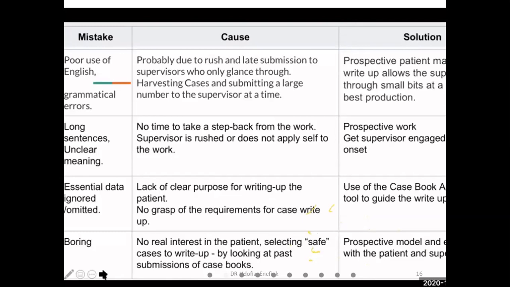And also submitting those things at a rush. So supervisors also rush. They are human beings. So always get the supervisor engaged at onset. Essential data most of the time are ignored because you do not have a clear purpose in writing that patient. You don't have a grasp of the requirements of the case write-up. The 7 steps that were highlighted before will help you to be sure that all the essential data in whatever case you report are captured.